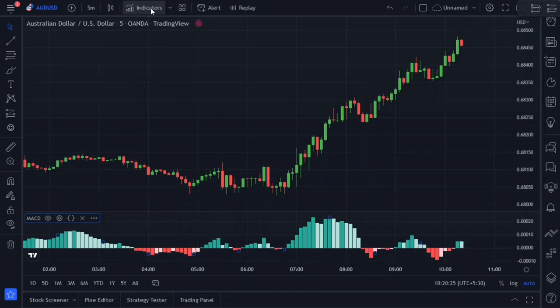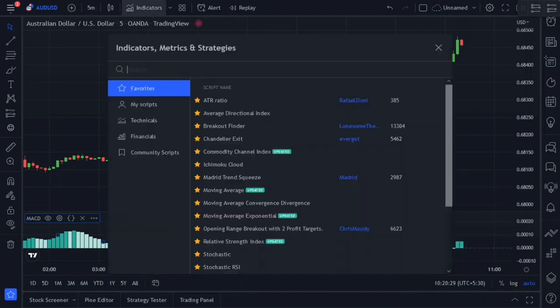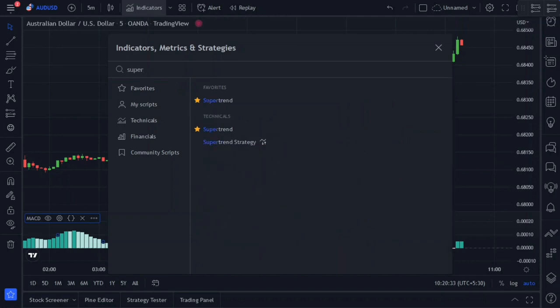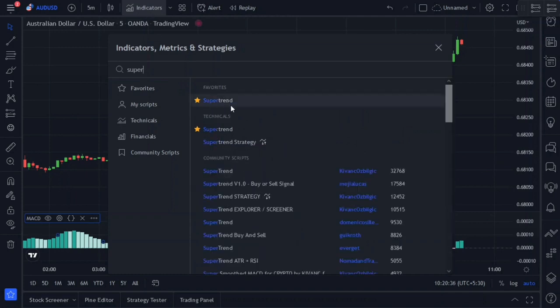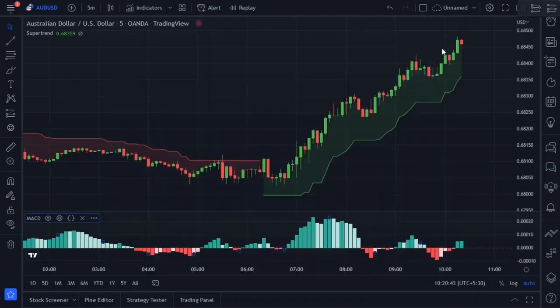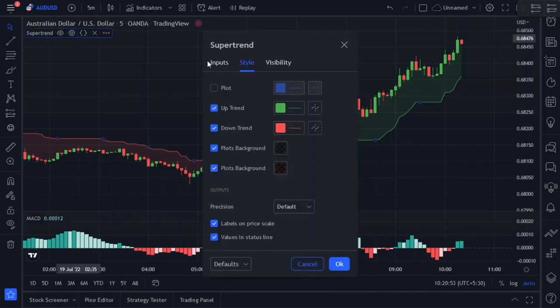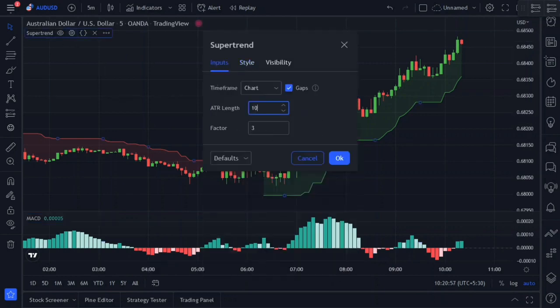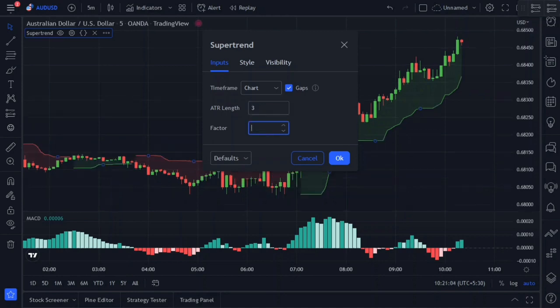Now let's add the next indicator to the chart. So click here on the Indicators and type Supertrend in the search box. This one, add it to the chart. And for this Supertrend indicator, we must also change the settings. Go into Settings. For the ATR length, we set it at 3. And for the factor, we set it at 1.5.